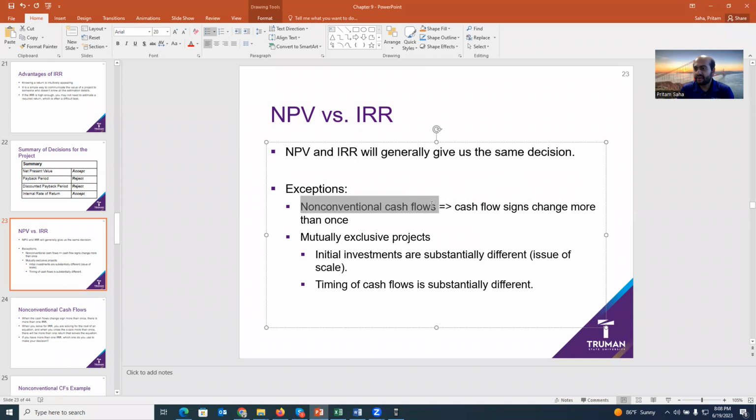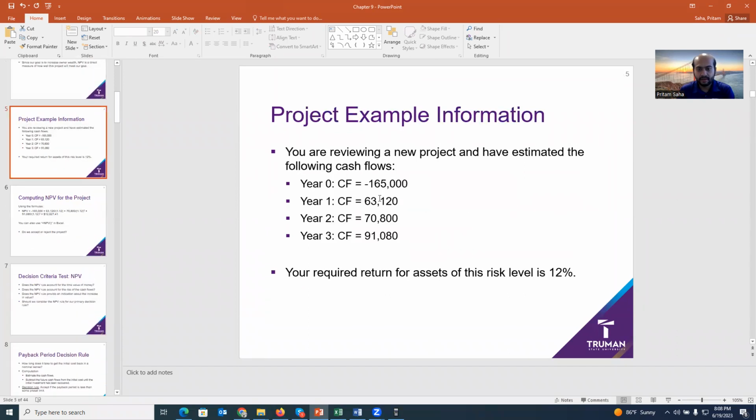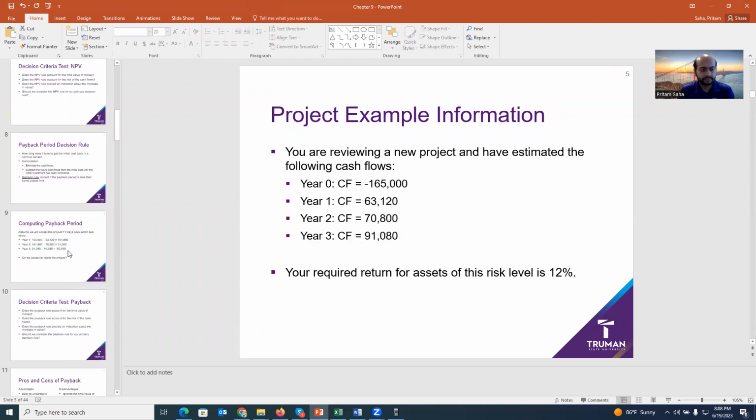First one is non-conventional cash flows. When you say conventional cash flows, it means the sign will change once. Let me give an example from here. If you look carefully, you initially invested, and then for the coming years, all are inflows. That means the sign changed only once, and never changed again. That is called conventional cash flows.